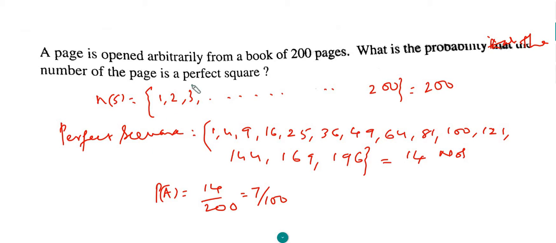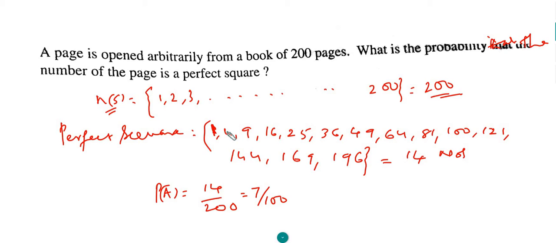So the total number of pages here is 1, 2, 3, 4, 5, 6, 7, up to 200, so 200 pages are there. This is the sample space. Now, how many perfect square page numbers are there in 1 to 200? 1 is a perfect square. Why? Because 1 into 1 is 1 only. 1 is 1 square only.